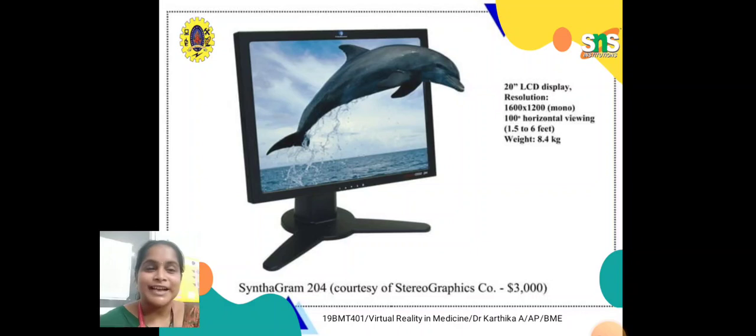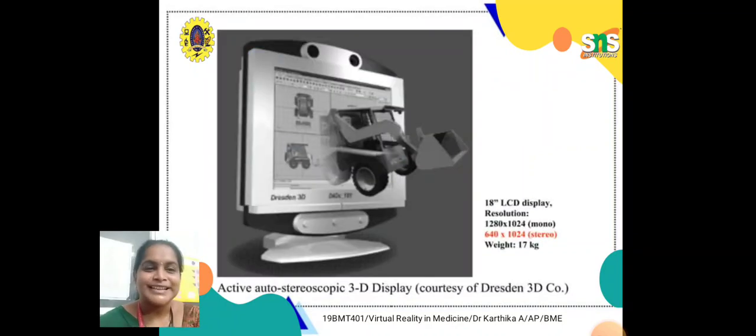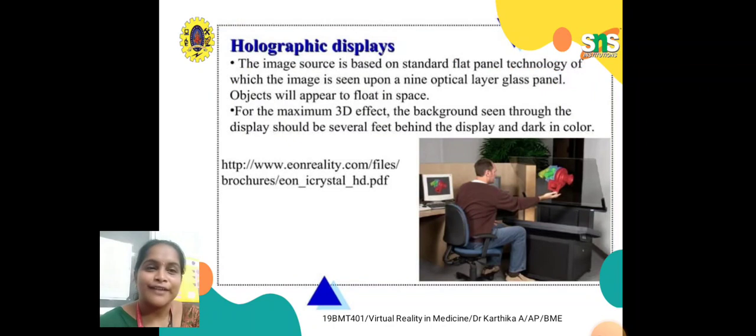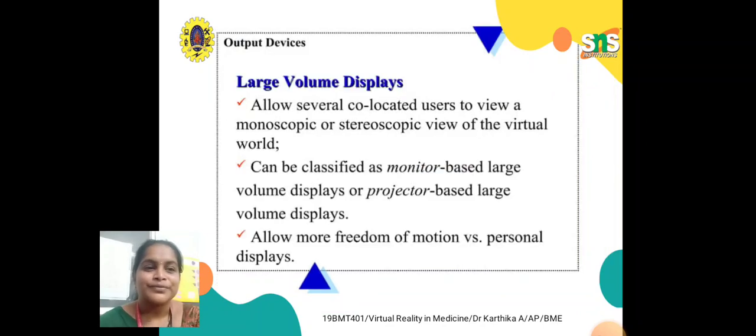Next is an example of 20-inch LCD displays. Here the resolution is 1600 x 1200 and the weight is 8.4 kg. Next is the 18-inch LCD display. Here the resolution is 1280 x 1024 and the weight is 17 kg. We have holographic displays, where objects appear to float in space with the help of a 9 optical layer glass panel.